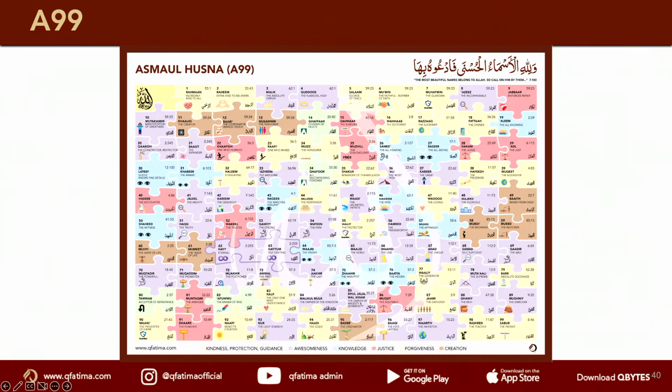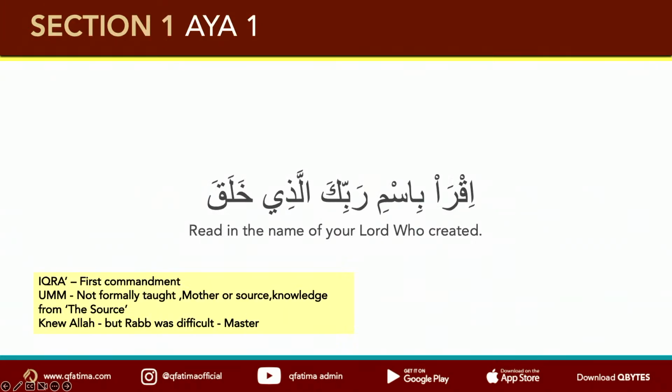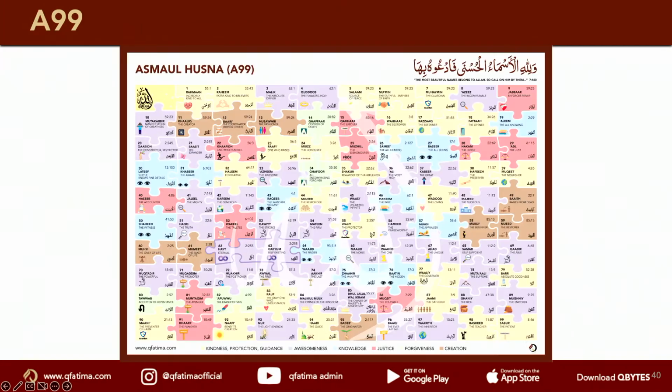So, what you have in front of you is a chart of Asma al-Husna. It's not my topic today. It's not something that I'm going to go on to today. However, you have to replace the word ism here with one of these. Every time you say Bismillah or Bismillah Rahman Rahim, you've got to replace it.